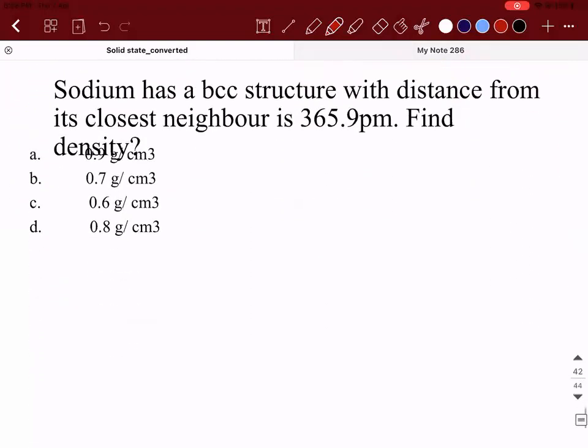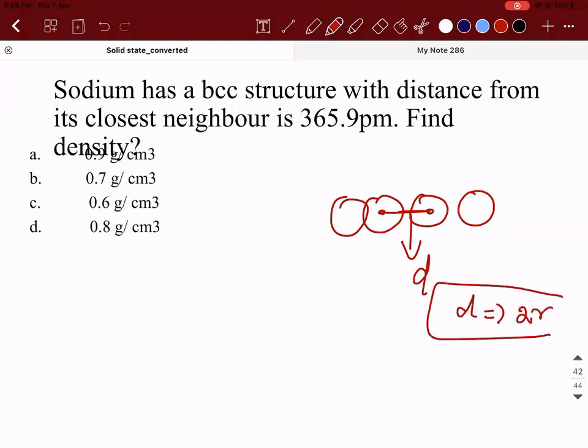Sodium has a BCC structure with distance from its closest neighbor. Closest distance actually denotes the diameter. This is one particle and this is another particle, and this is the diameter. So closest neighbor or closest distance always denotes the diameter. Diameter is equal to 2r. Now the diameter is given, so you have to calculate r. From that r, you take your edge length a and calculate the problem. Done? What's your answer?